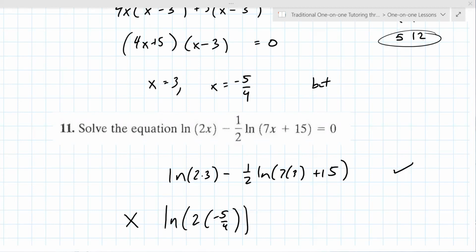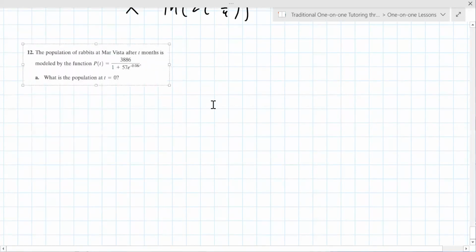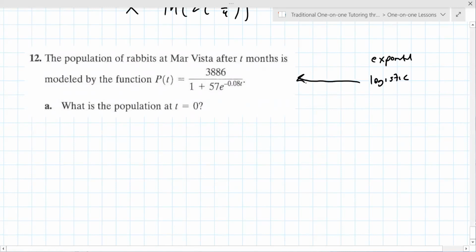Okay, moving on to number 12. All right, now referring back to the first problem we did today, it asked if something was exponential. I think it also said logistic. This is a logistic model. Okay, what is the population at time t equals 0? That just means put 0 in for t. It doesn't mean the whole thing is 0, you're just evaluating at 0.